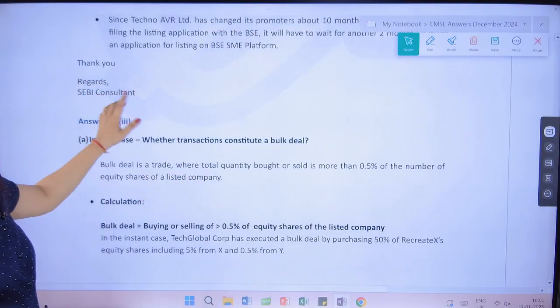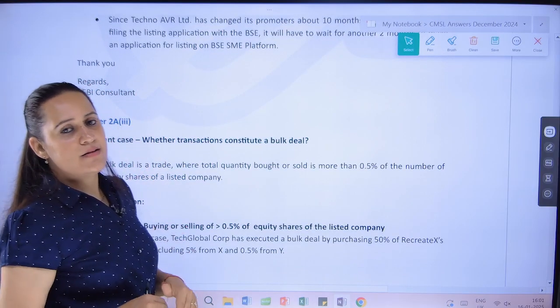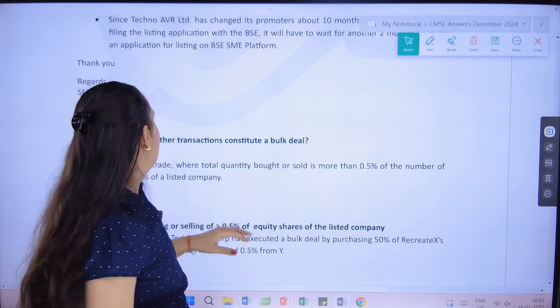Thank you. Regards, SEBI consultant. Okay, you can write it and present the answer in the form of a letter.